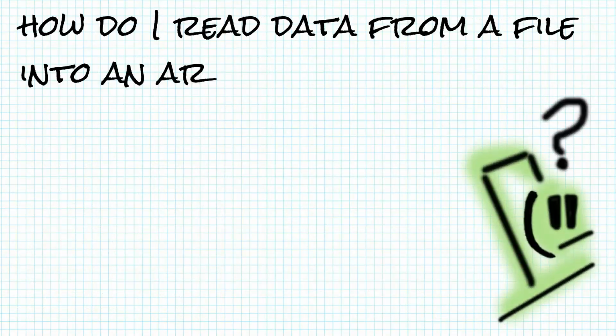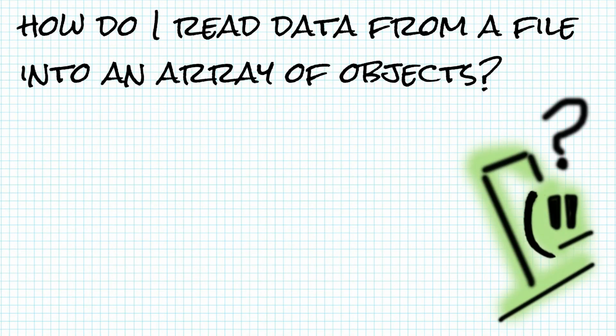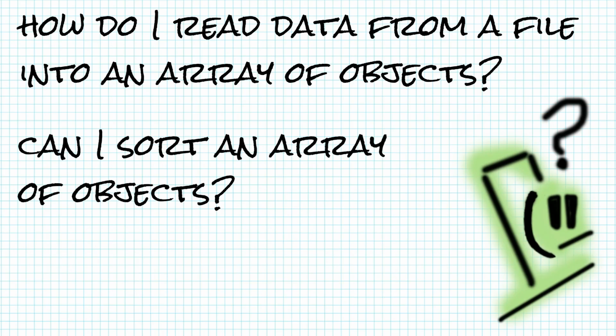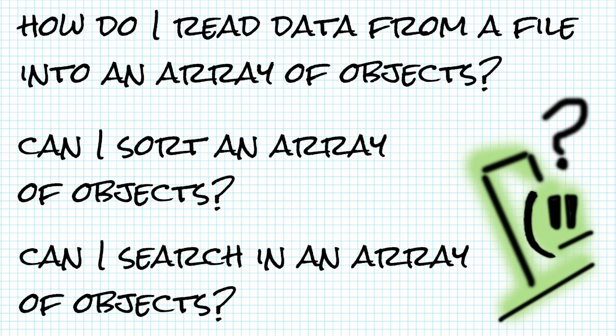How do I read data from a file into an array of objects? Can I sort an array of objects? Can I search in an array of objects?